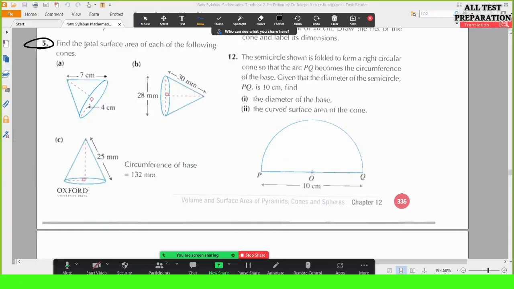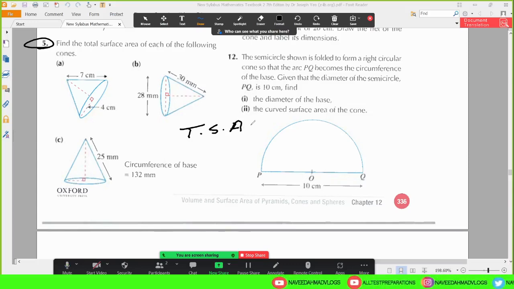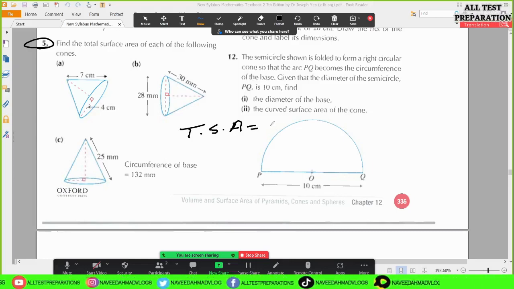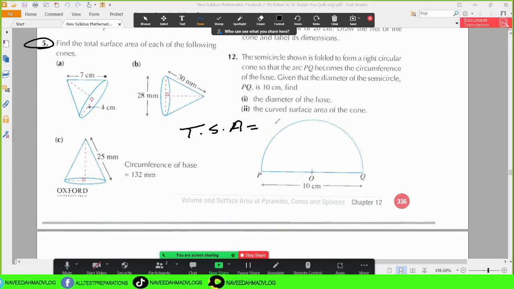Question number 5. Find the total surface area of each of the following cone. Okay, now in this case, you will need to find the total surface area. Formula क्या है total surface area का of the cone? Formula क्या होगा रानिया? Pi r L plus pi r square. Good. Yes. Pi r L plus pi r square.